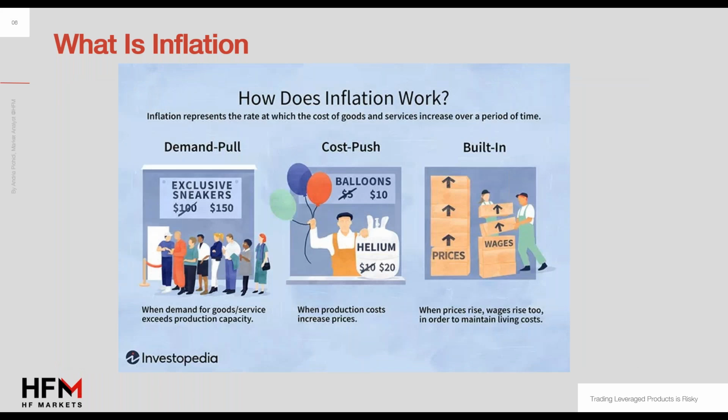Now, also, cost push inflation. Cost push inflation is a result of the increase again in prices, but working through the production process inputs.